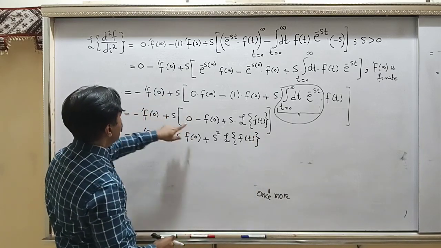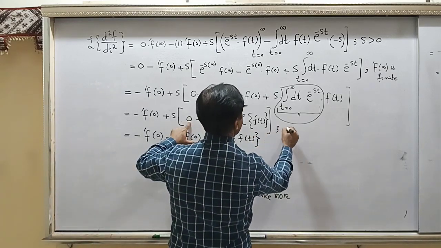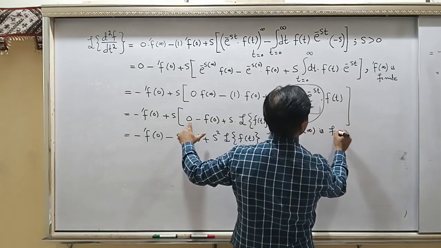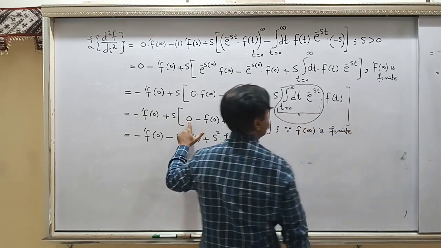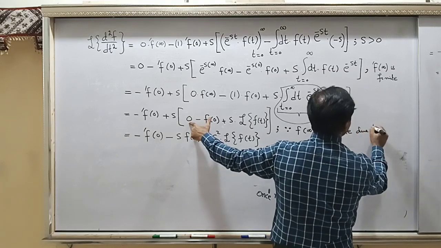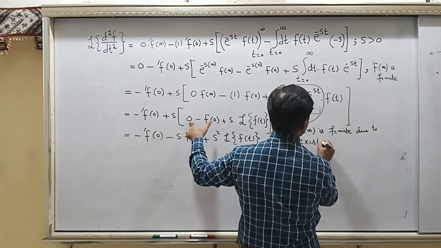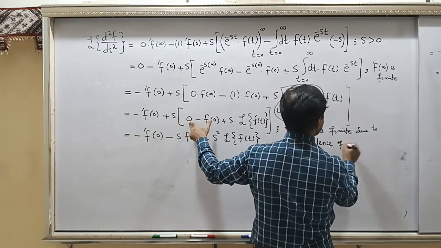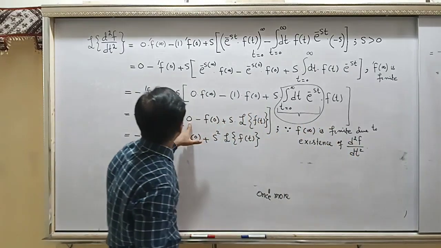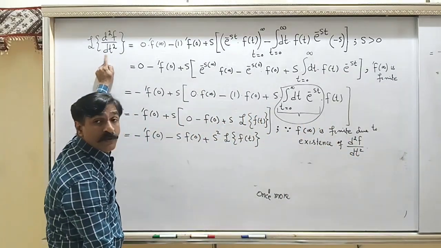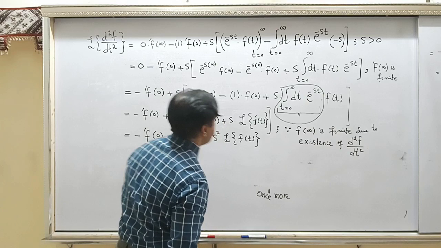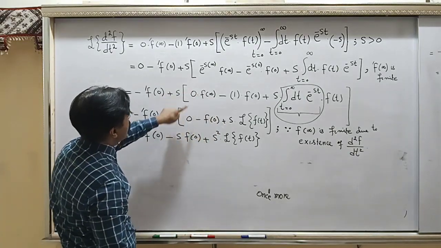And you should write here that f infinity is finite, right? Why is it finite? Due to the existence of d2f by dt squared, whose Laplace transform has been asked of you. Only the finite functions will have the Laplace transforms. So the finite number multiplied by 0 produces 0.